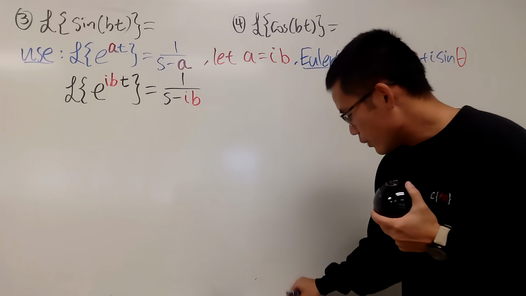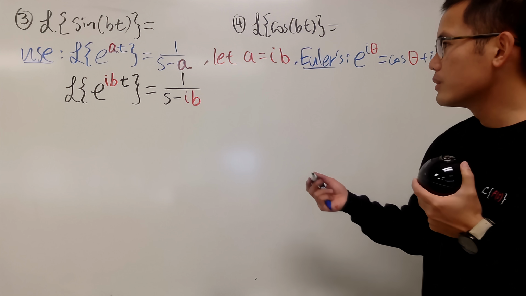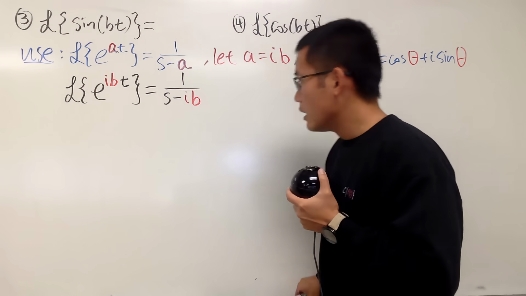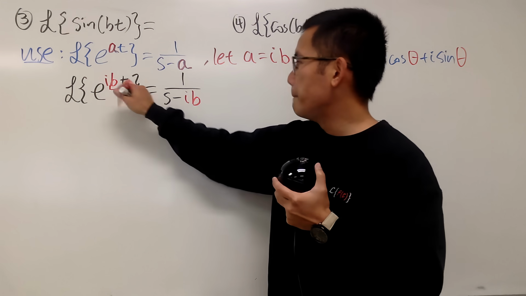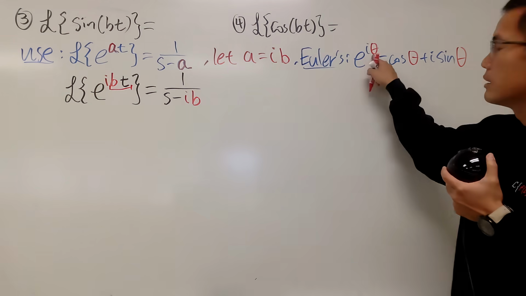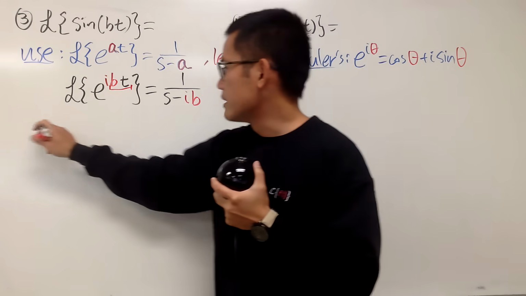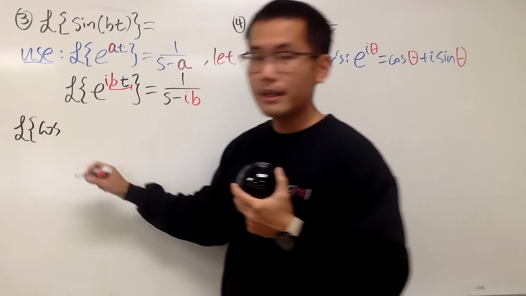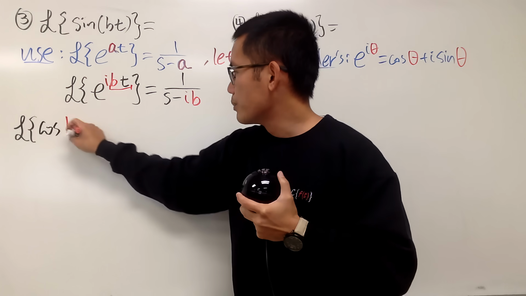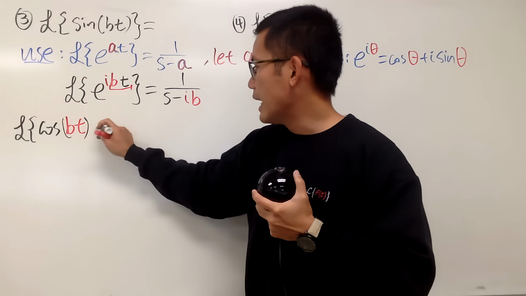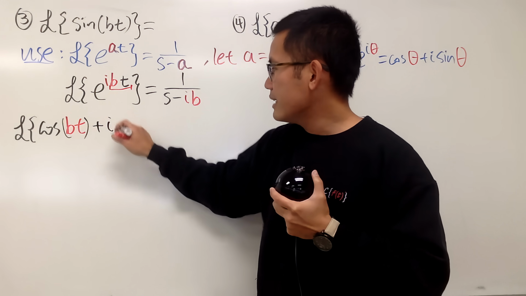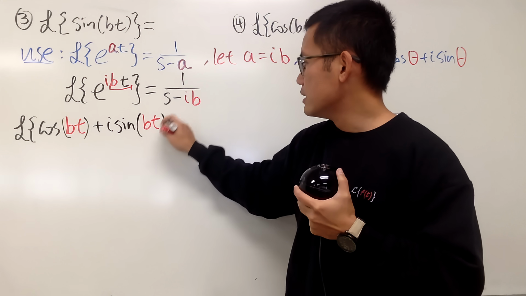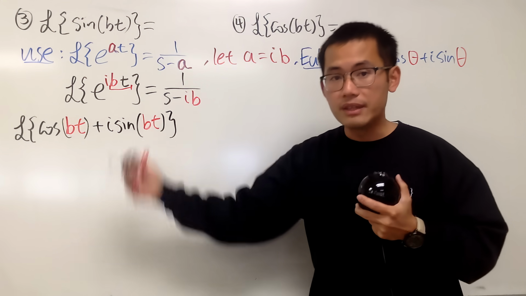So here we go. This is how we are going to do it. The left-hand side, have a look. We have the theta being the bt right here, right? So the left-hand side is technically equal to the Laplace transform of, well, actually cosine first, of bt. So we put that down right here. And then we add i times sine of bt. So this is what we have on the left-hand side.